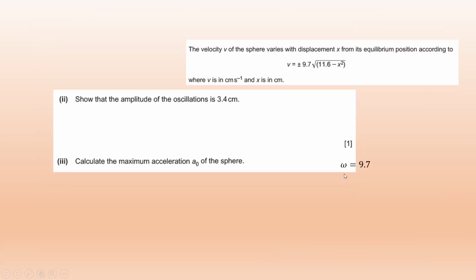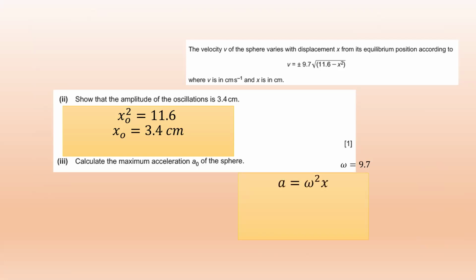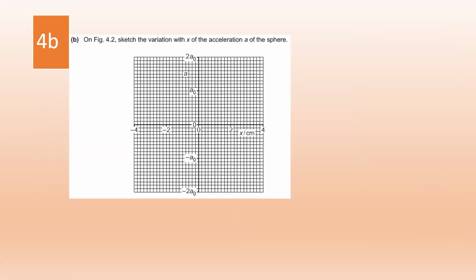Show that the amplitude is 3.4. So this is the amplitude squared, equals 11.6. Calculate the maximum acceleration. What formula to use? Maximum acceleration is omega squared times the amplitude x0. So omega squared times amplitude. Okay, calculate. Sketch a graph of acceleration a of the sphere.